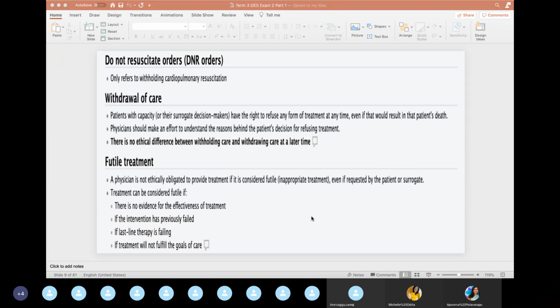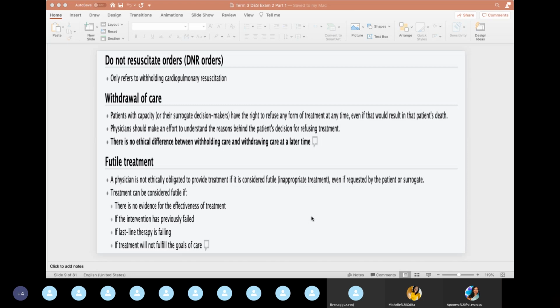Futile treatment. Are you obligated as a physician to give an inappropriate treatment to a patient, even if the patient requested it? For example, a patient came in and said, I'm afraid of COVID. Could you give me hydroxychloroquine as a prophylaxis for COVID? What are you going to say as a physician? Do you think hydroxychloroquine will work as a prophylaxis for COVID-19? What do you think? No. It's a futile treatment, right? Based on the New England Journal of Medicine, they did a good trial. Hydroxychloroquine doesn't work as prophylaxis.